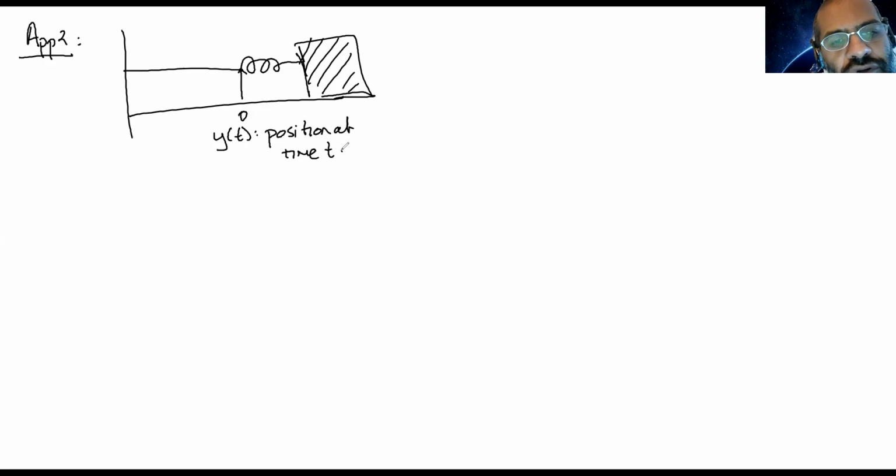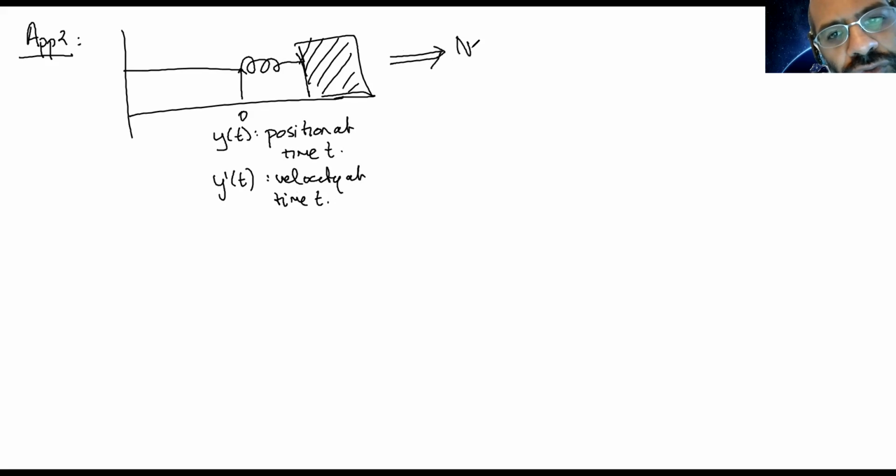And so, if I pull this thing, and maybe it has some velocity, so y prime of t is velocity at time t, then how is this thing going to move? Well, I can model that mathematically, right? So high school physics, I have Newton's law, which says F equals ma.